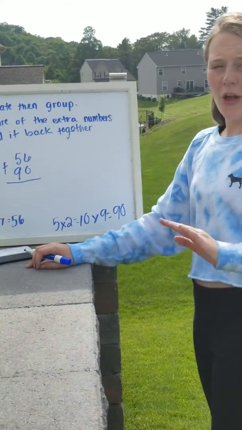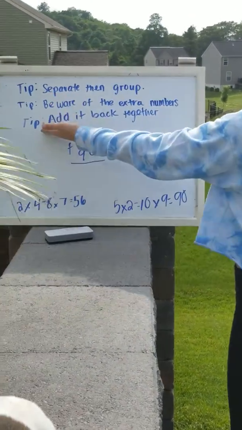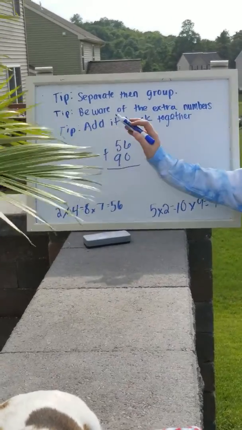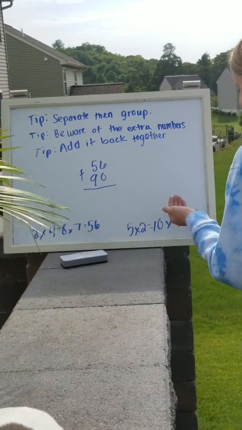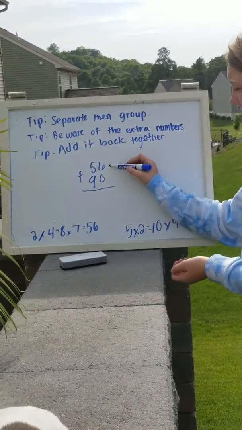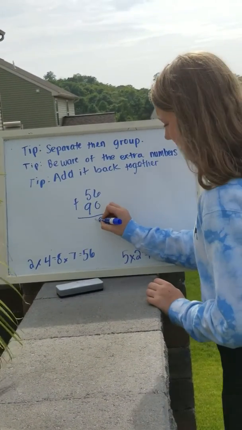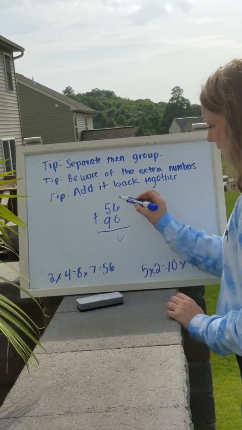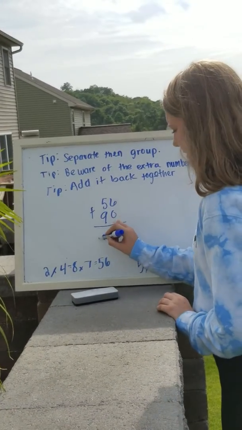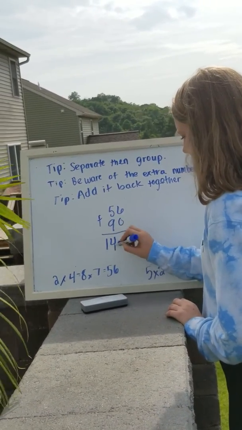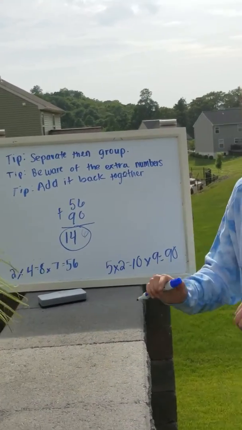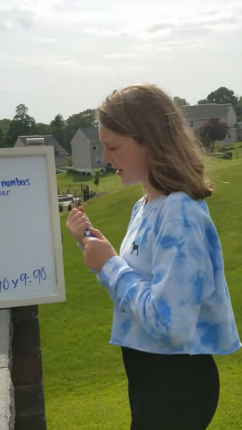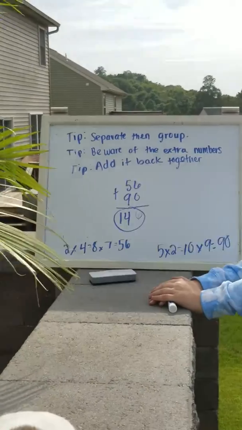Okay, so like I said, here's another tip. Add it back together. So we are going to add 56 and 90 together. 6 plus 0 is 6. 5 plus 9 is 14. Our answer is 146. You have passed one of the trickiest parts in volume.